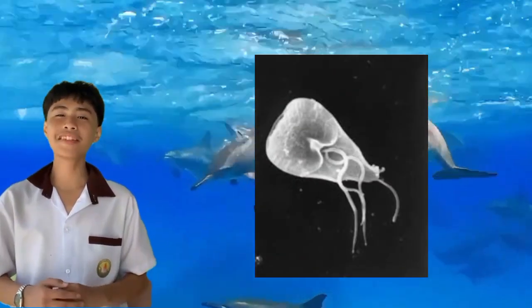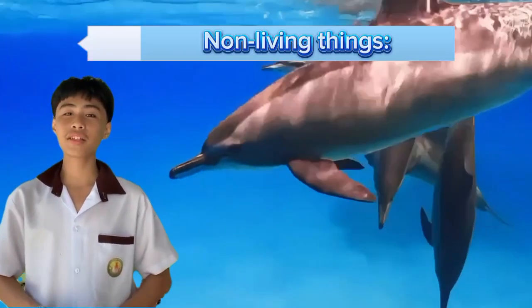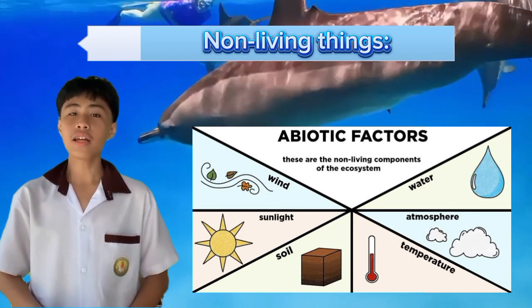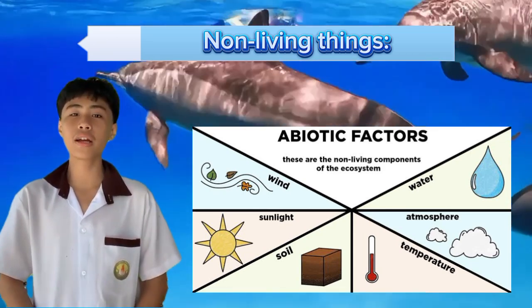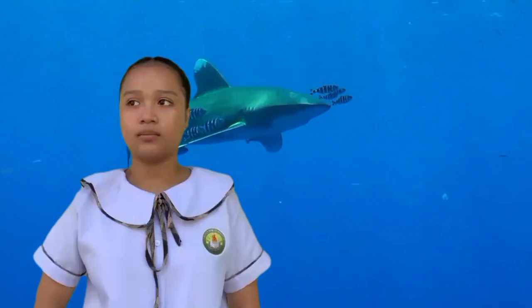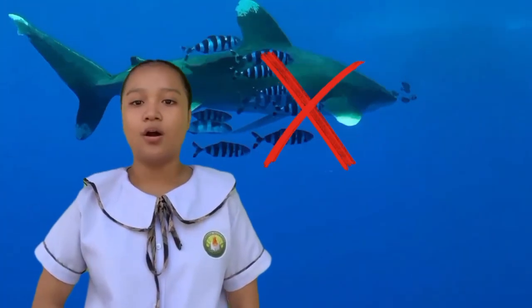These organisms interact with each other, forming a balanced food chain. Non-living things include water, sunlight, temperature, oxygen, and minerals. These elements provide the necessary conditions for life to exist. For example, fish rely on oxygen in the water to survive, while plants use sunlight and nutrients to grow. Without these non-living factors, the living organisms wouldn't survive.